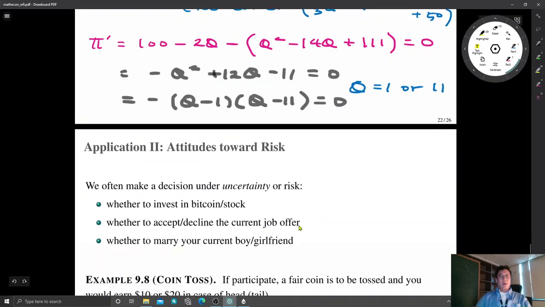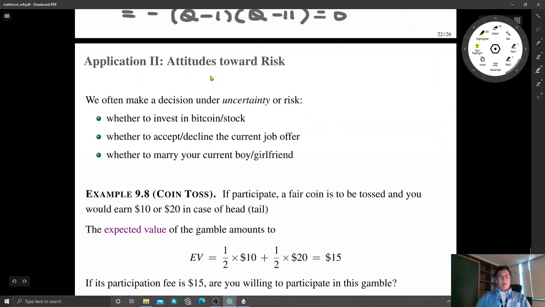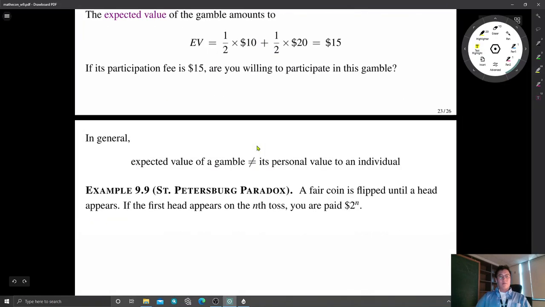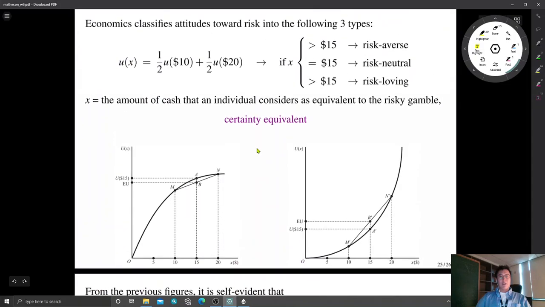And I prepared one more application regarding convexity and concavity. It has a nice application to risk attitude. If the utility function is concave, we say the decision maker is risk averse. And in the case of convex, we say the decision maker is risk loving. But this overlaps with intermediate microeconomics, so let me skip this application in this video.